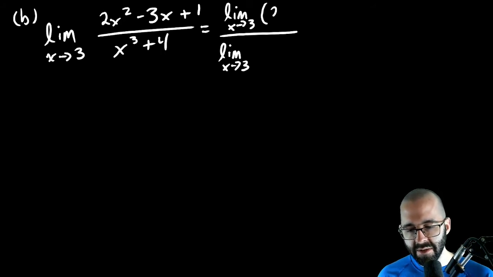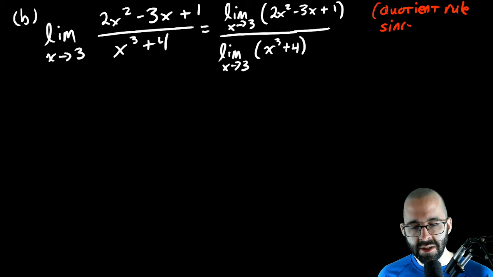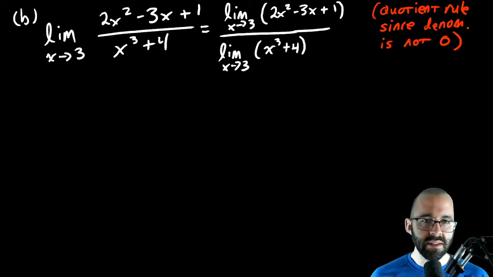So it's going to be the limit of the top, 2x squared minus 3x plus 1, divided by the limit of the bottom. And again, let's be very clear about what we're doing. This is the quotient rule, which we can use since the denominator is way bigger than 0. The denominator is not 0, not 0 anywhere near here. And then we just have to keep on using more and more rules.